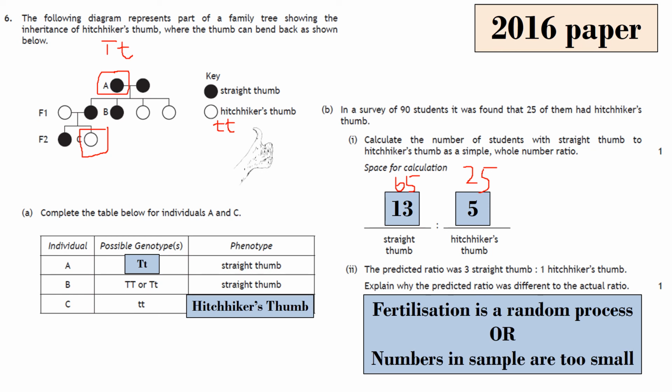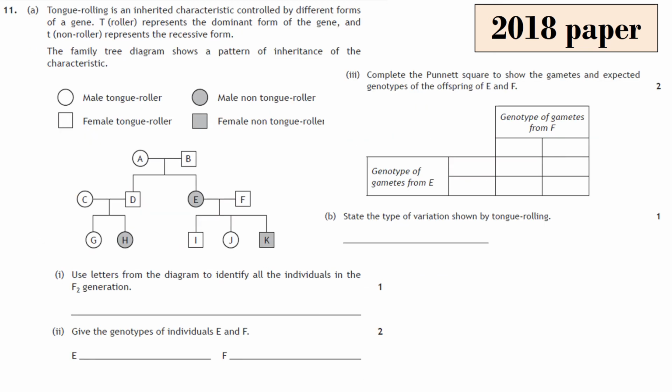You get 13 to 5. And then part two, the predicted ratio was 3 straight thumb to 1 hitchhiker's thumb. Why was the predicted ratio different? So we mentioned this. Here's another one, so press pause and I'll go through this. This is from 2018.